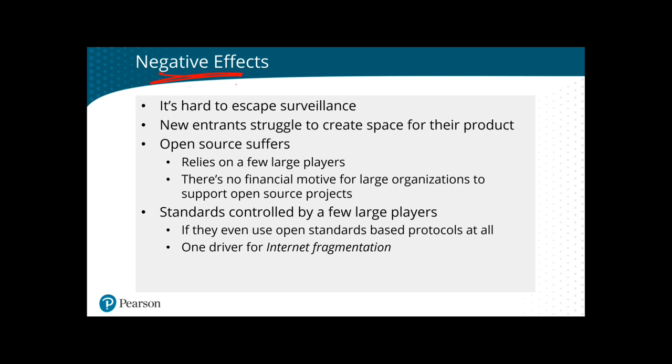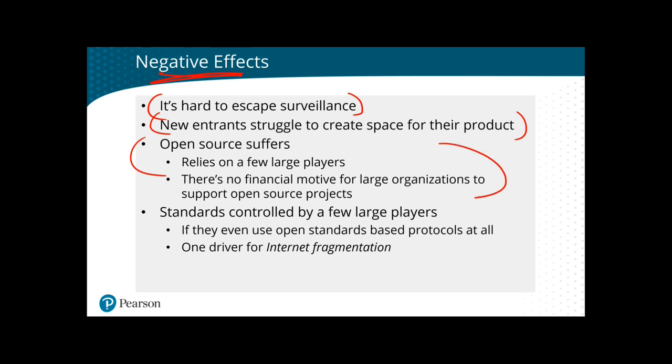So some negative effects of this centralization that I point out, again, you don't have to agree with me about these. These are just things that occur to me as I am trying to figure out where this goes. It's harder to escape surveillance. There's only a couple of email systems now that are not deeply surveilled. New entrants struggle to create space for their product. How would you compete with Amazon if you were going to sell stuff? It's actually kind of hard. There are people who do it in very niche markets, but it's kind of hard.